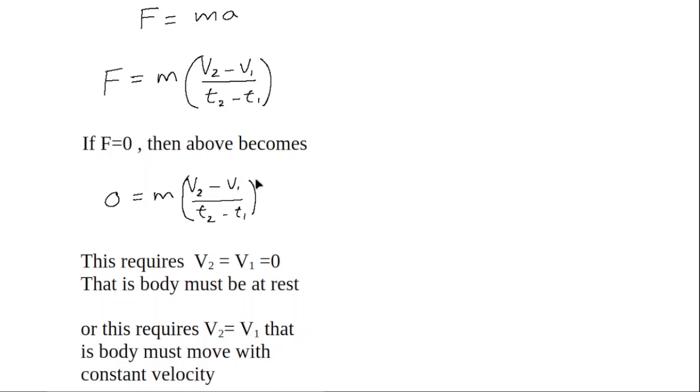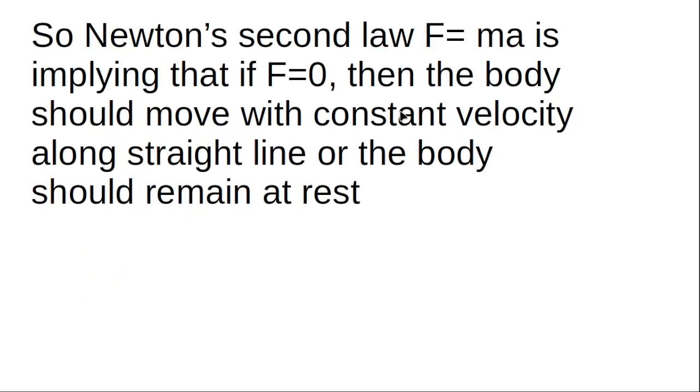So the right hand side becomes 0 when v2 = v1, that is when the object is moving with constant velocity, or when the velocities are 0, v2 = 0 and v1 = 0. v2 = 0 and v1 = 0 is possible only when the object is at rest. So science will say that when the total force is 0, the object will be at rest or will be moving with uniform motion, that is, with a constant velocity. So Newton's second law, F = ma, implies that if force F = 0, the body should move with a constant velocity along a straight line, or the body should remain at rest.